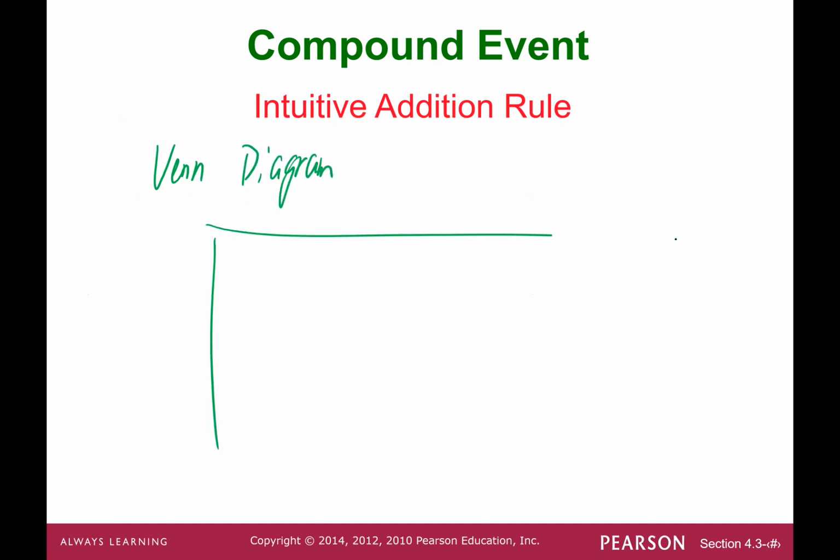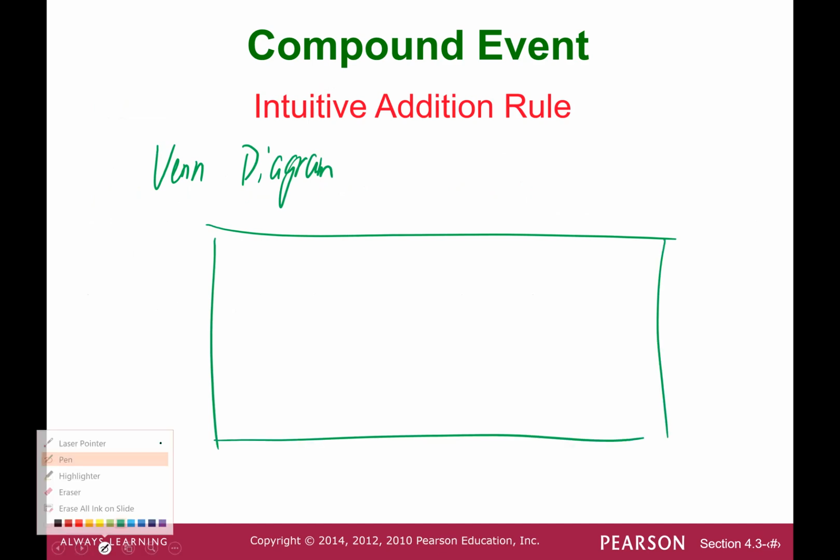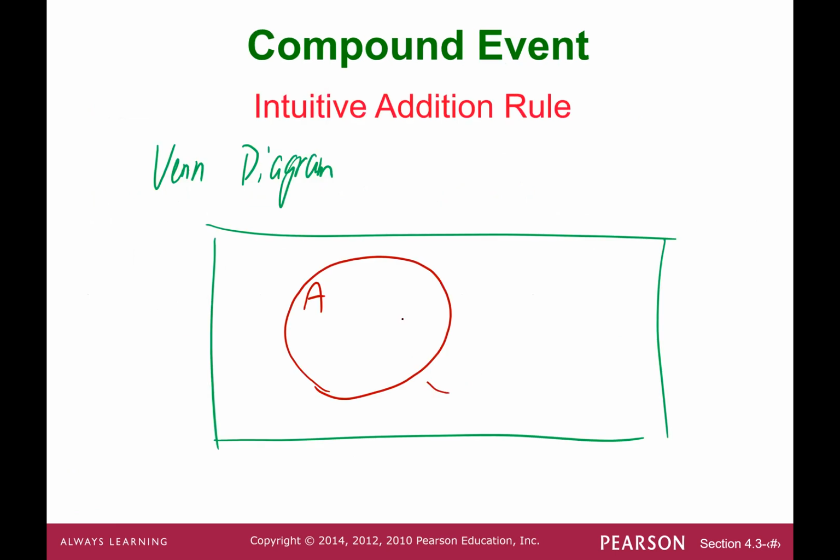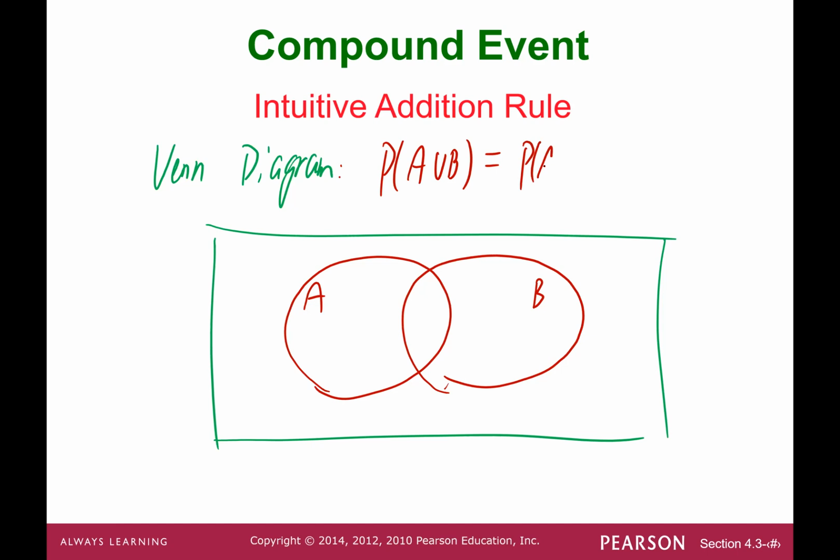Assuming we have a rectangle box, and within the rectangle box, we have two events. Event A goes here, and event B goes here. The intuitive addition rule tells us that if you want to combine event A and event B, A union B, both events together, you're going to do probability of event A plus probability of event B.